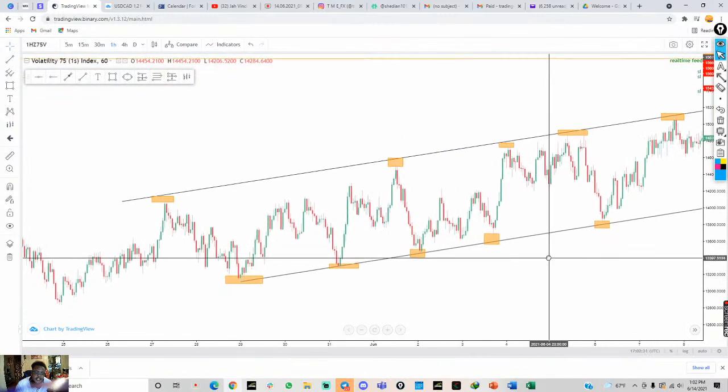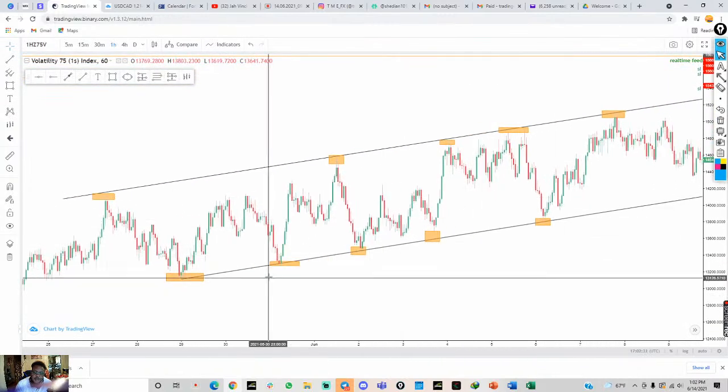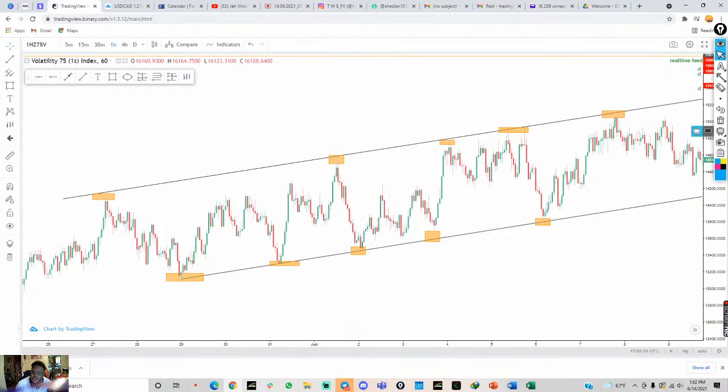So wait on a 30-minute candle, and that would be a confirmation to take buy. Because whenever the market is trending bullish, guys, we will respect the trajectory of the trend line.